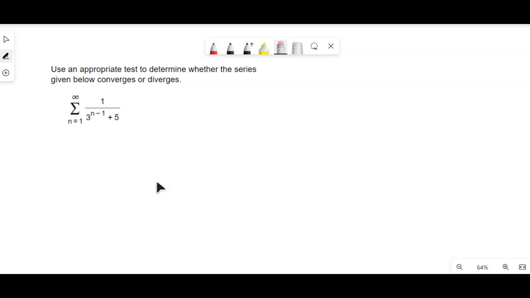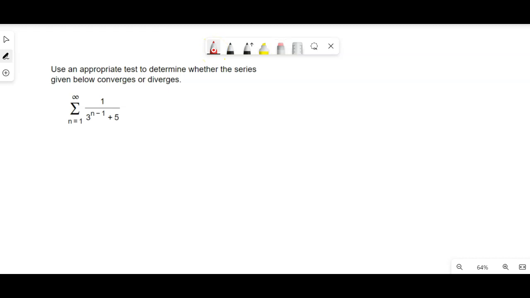The only time that you can't use the direct comparison test is, maybe this thing is above something that converges. Well, there's no guarantee that it does either. And likewise for divergent. If we know this diverges and this is less than that, that doesn't tell us anything. So it's above a divergent series or below a convergent series is what we're trying to show.